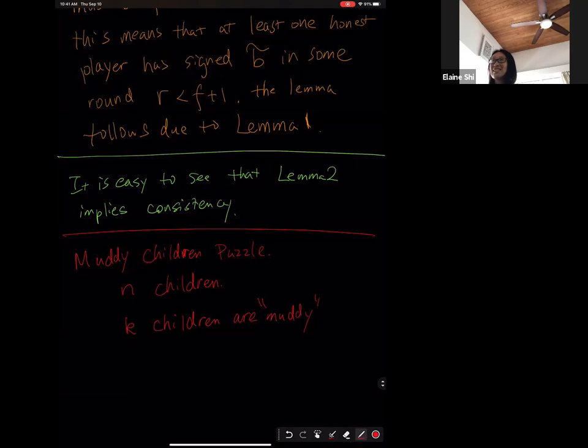So in each round, do the children who think that they have mud on their forehead, they basically step forward? That's all that happens. Yeah, let's say the children are all rational. They're perfectly rational. If they realize they actually have mud on their forehead, they will definitely step forward.